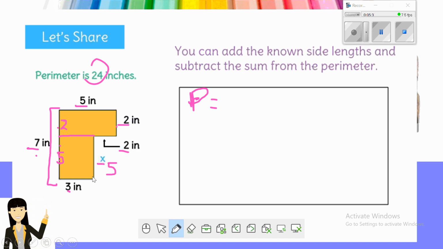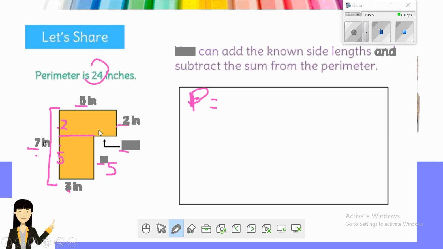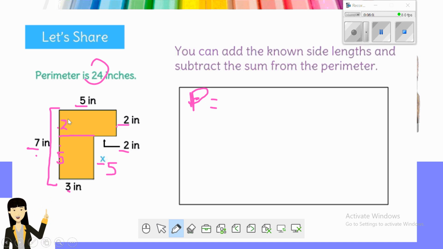So again, how will I find the unknown? Teacher, for example, if I don't have a picture, I can add together and find the missing number by subtracting the total from the perimeter, which is 24. Or I can find it in a drawing. Here I told you that the opposite sides of the rectangle are the same. If there is 2, it will be this 2. So all this length is 7. This part should be 7 minus 2, which is 5. The opposite sides of the rectangle are the same, so x is 5 also.